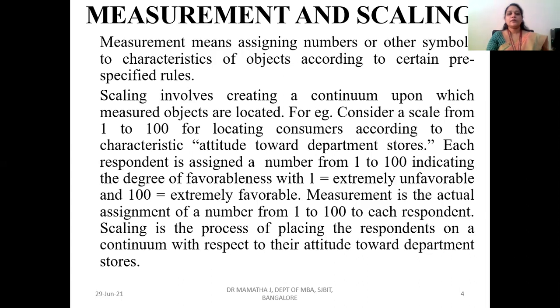Now, each respondent will be assigned a number from 1 to 100, indicating the degree of favorableness. So 1 you will label as extremely unfavorable, and 100 you will label as extremely favorable. Within 1 to 100, the consumers can give ratings to the departmental stores. This is how you can measure the attitude toward departmental stores, and rating from 1 to 100 is what we call a scale.